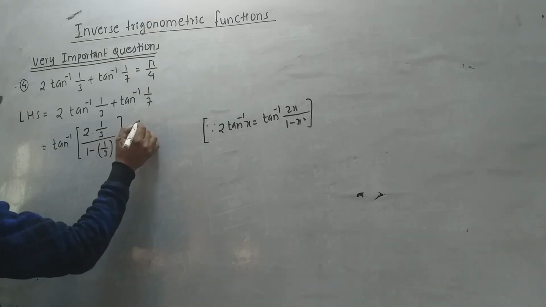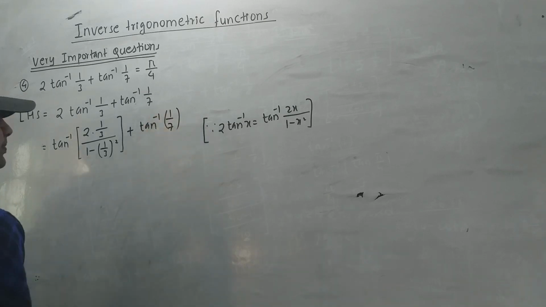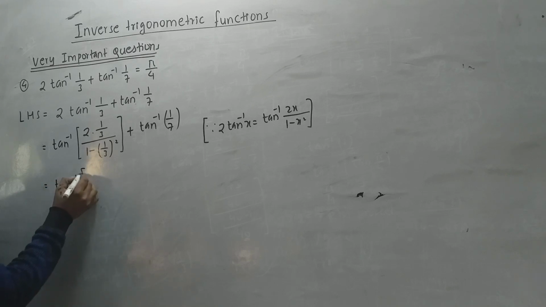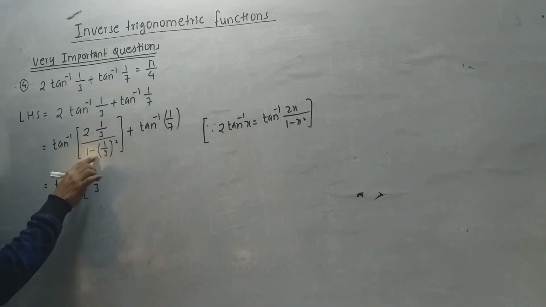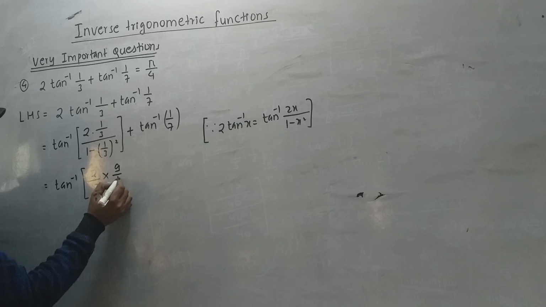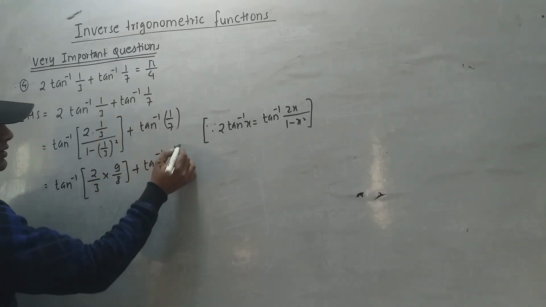plus you continue the same, tan inverse 1 by 7. Now you are left with tan inverse. So 2 into 1 by 3 you are getting 2 by 3. Now in the denominator, 1 minus 1 by 9, 9 will be the LCM, 9 minus 1, so it will be 8 by 9. So make it reciprocal, here it is 9 by 8, plus tan inverse 1 by 7.